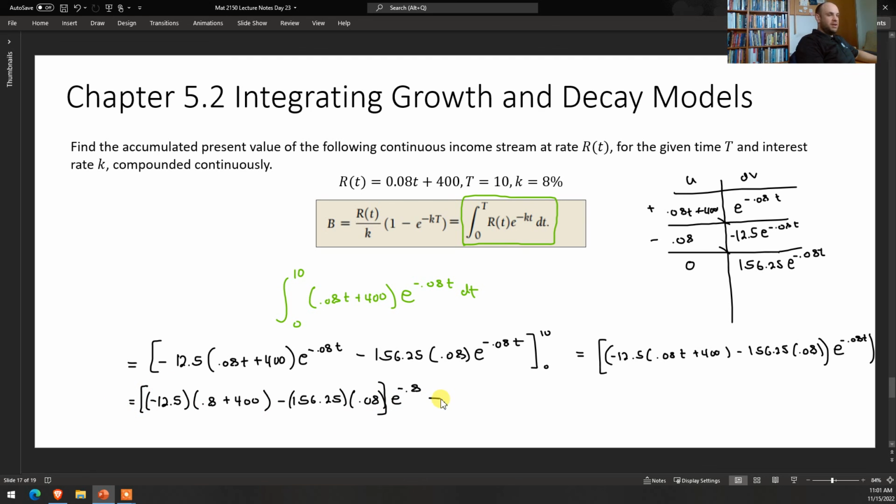Now we subtract. When we plug in 0, this term will be gone. So we have negative 12.5 times 400 minus 156.25 times 0.08, and then times e to the 0, which is 1. Now we've done the evaluation. All that's left is to do the calculation, which I'll save for you.